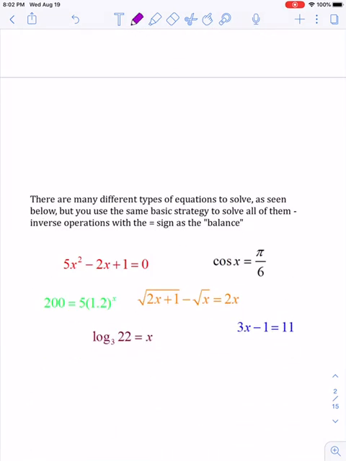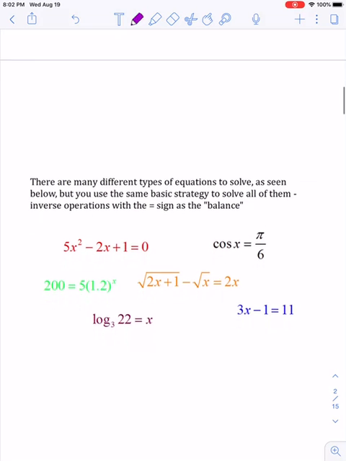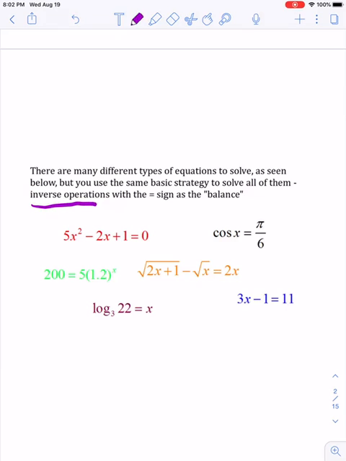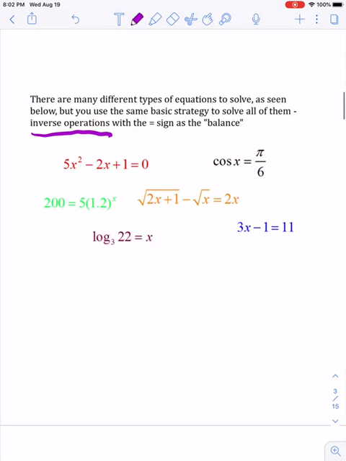There are a lot of different equations out there that you'll see throughout your math careers, and all of them can be solved using something that we call inverse operations. These are just a few examples of equations that you're going to see throughout your math careers.